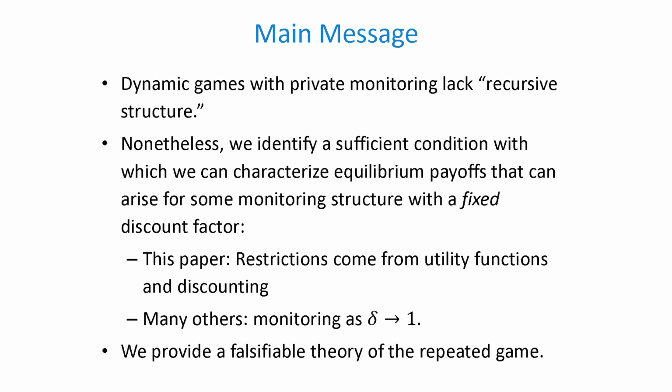So the quantifier is that from this characterized equilibrium payoff set, if we pick a payoff profile, we can at least find one monitoring structure with which that payoff profile is an equilibrium payoff. Okay, so that's the quantifier. And the important point of this paper is that we fix the discount factor and fix utility functions. So the restrictions on the equilibrium payoff set actually come from utility functions and the discounting, while many other papers get restrictions coming from monitoring structure but taking the discount factor going to 1. Okay, so we are looking at a very different question. For us, the important point is that we want to fix the discount factor.